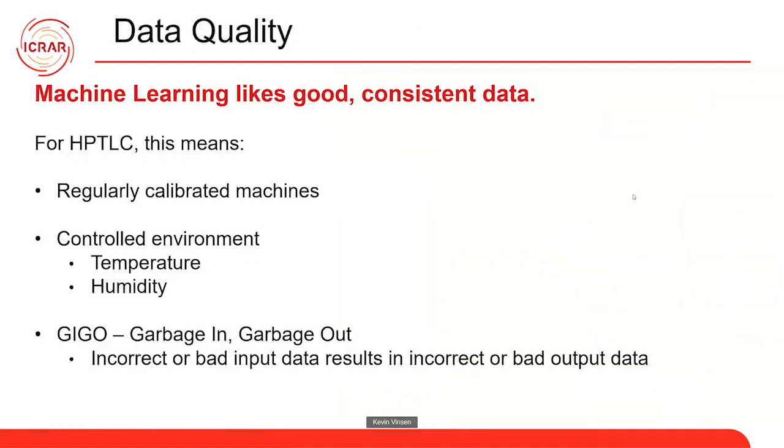So the first thing we need with machine learning is good, consistent data. For HPTLC, this means regularly calibrated machines operating in a controlled environment with a controlled temperature and humidity. Machine learning suffers from classic GIGO problems. Incorrect or bad input data results in incorrect or bad output data.